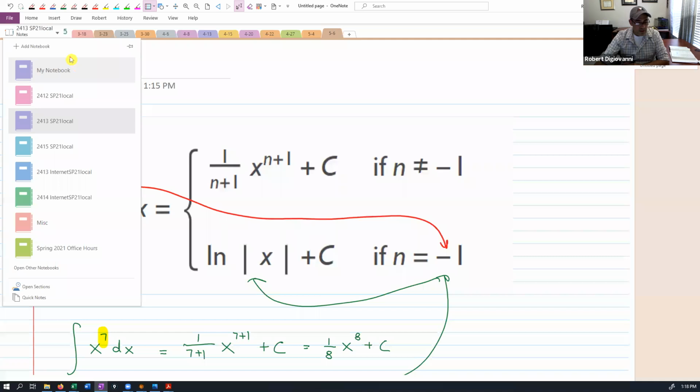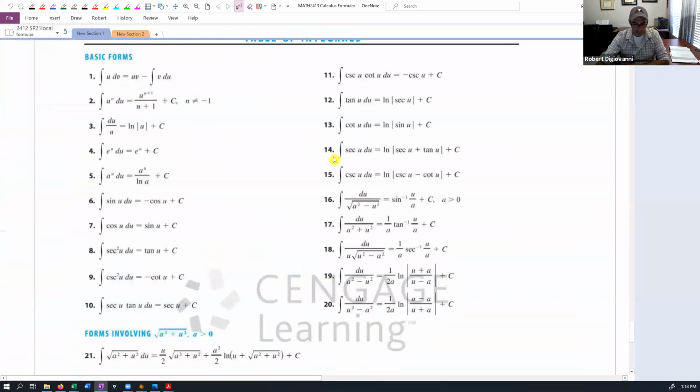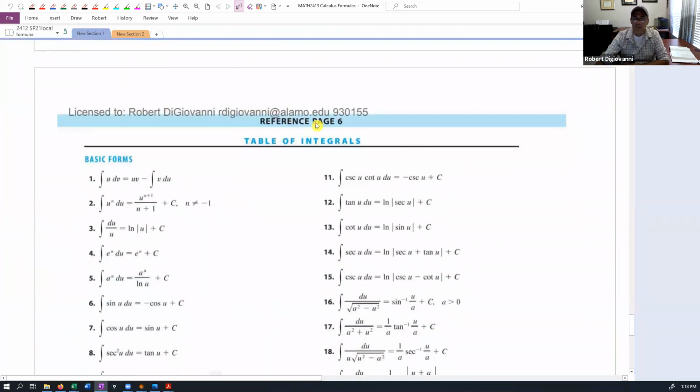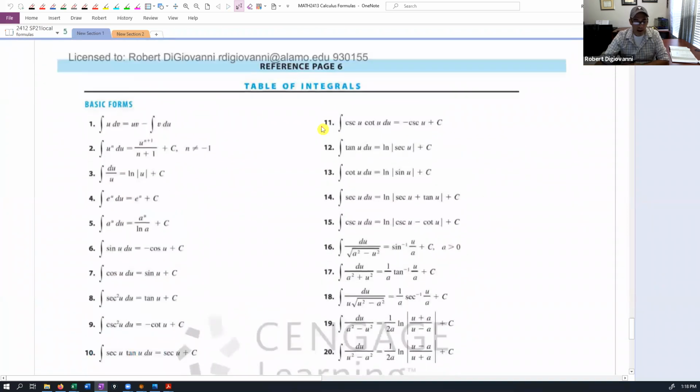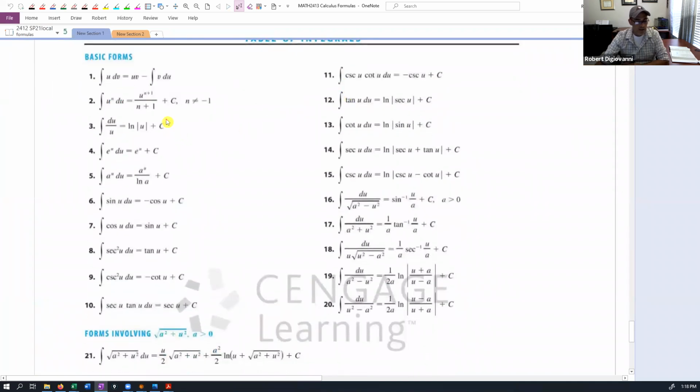So this is a good opportunity for us to look at our formula sheet. Here's page 6. We have what is called the table of integrals. Now, of these formulas, let me show you the ones that now should make sense to you. Notice in all of these formulas, they're using u instead of x. So instead of using x's, they're using u's.